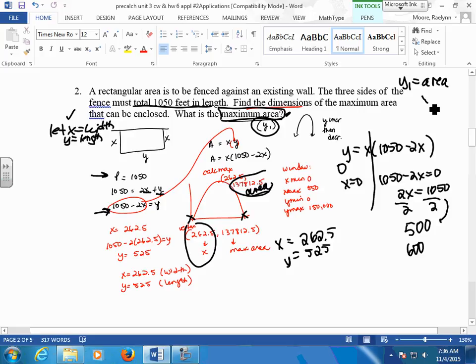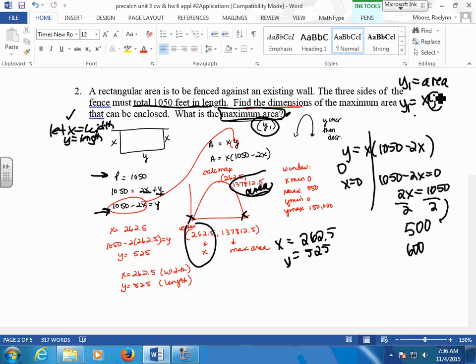X times Y. So in your calculator, you're doing this. You say, I can put X, but I can't put this Y. I've got to get rid of this Y. I've got to substitute it out. The only other information they're going to give you is a perimeter. So work your perimeter formula. This perimeter formula is a little different than your standard one because, again, we didn't use one side of it.